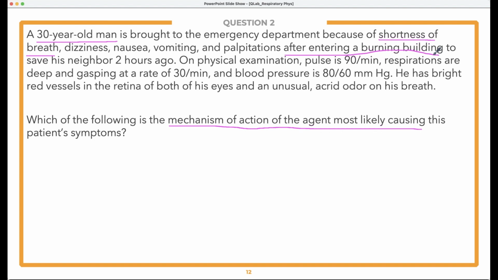Now, the presentation otherwise: pulse is 90, okay, it's fine, gasping, respiratory rate of 30. That's pretty important, right? It's part of the shortness of breath. He's breathing really fast, trying to get that oxygen into him. Blood pressure is also a little bit low, 80/60. So we should be thinking about that as well. And then bright red vessels. Why would they mention that? What's important about those bright red blood vessels? And this acrid odor. What is acrid odor?